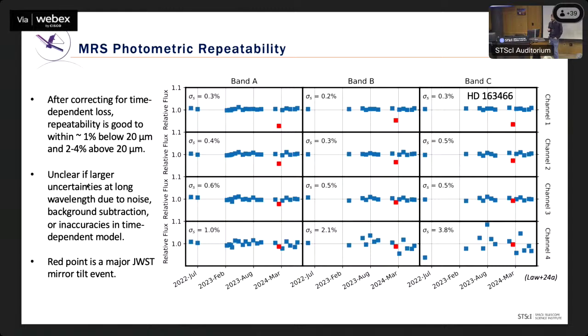So this is just showing you how, if we take a single standard star and apply all of these corrections in the pipeline, then the repeatability at most wavelengths is sub-percent or so. At longer wavelengths it's a little larger, maybe 2 to 4%, but there's no obvious systematic from the model that we're using, and this may just be because the signal to noise is lower in these bands.